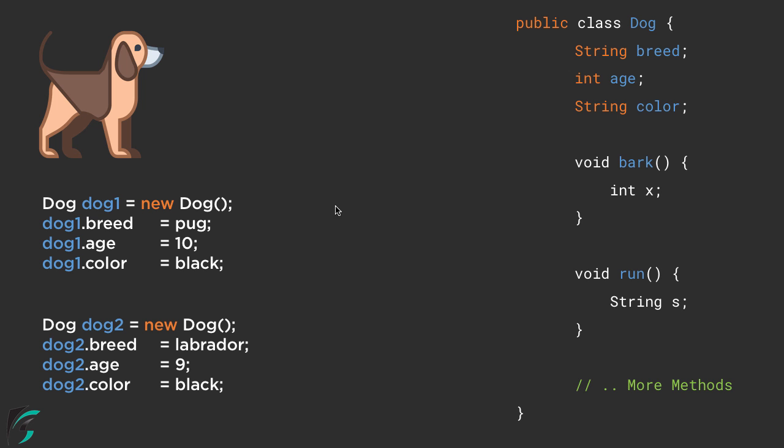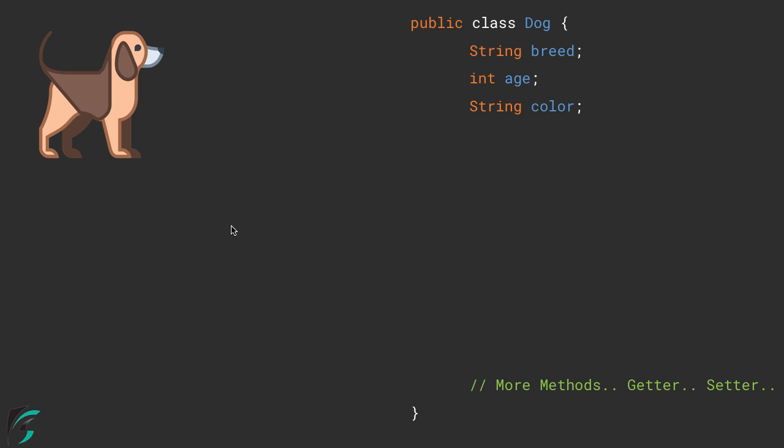In the previous video, we checked out what a class is and what objects are in Java. We saw how to define methods and properties, and how to initialize the properties of any class, such as dog1.breed equal to pug, age equal to 10, and so on. Now, there is an alternative way, and it is actually the recommended way to initialize all the field variables. So here the getter and setter come into the picture.